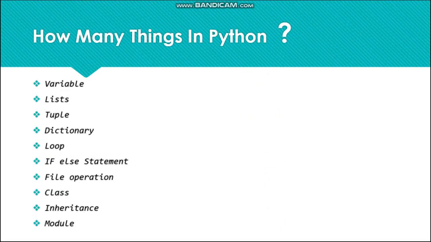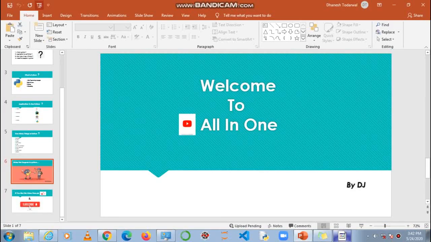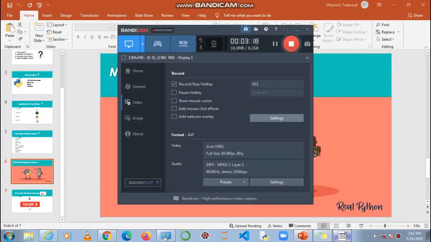Let's go forward. That is, how many things are in Python. Basically there is a syllabus of Python. First is variables, then lists, tuples, dictionaries, loops, if-else statements, file operations, classes, inheritance, and models. These are all the things to learn in Python. Okay, next, finally we make a first program in Python. I will show you practically on my computer screen. Let's go to my computer screen.